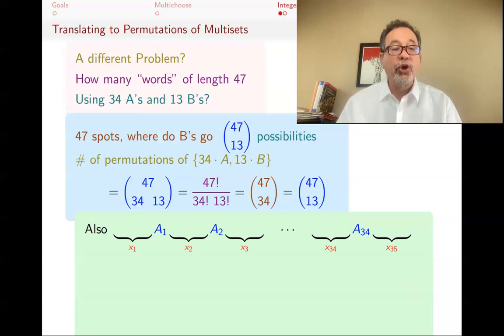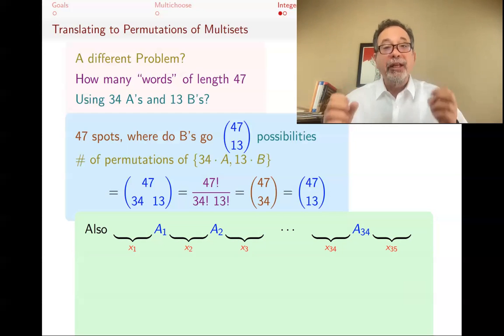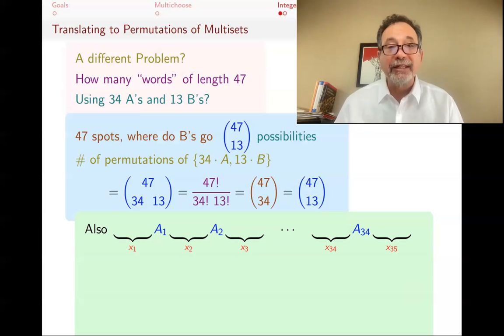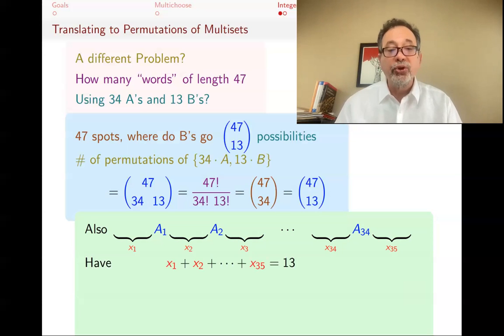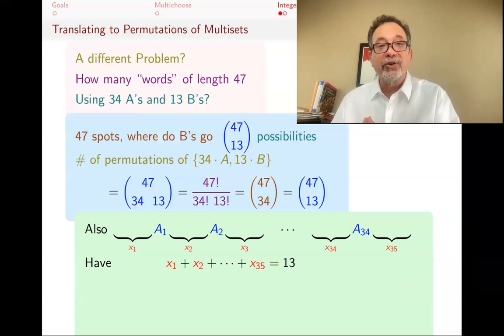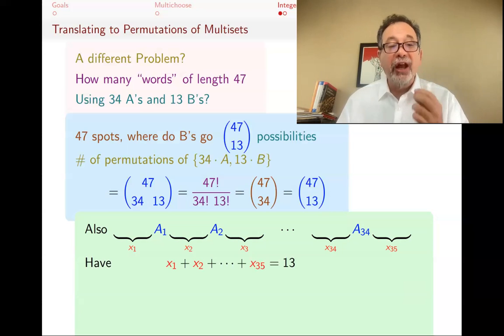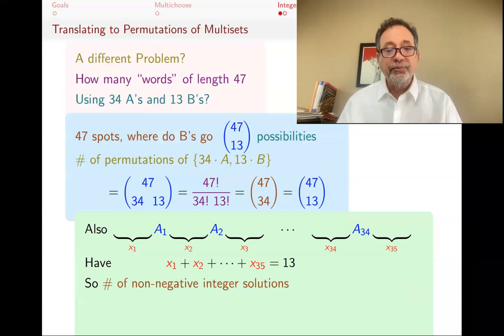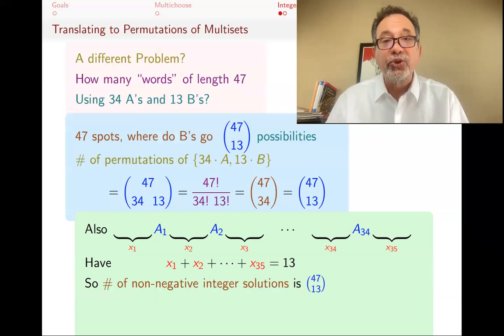So I need to know what X1 is, what X2 is, what X3 is, what X35 is, which is how many B's go in any one of those slots. And they have to add up to 13 because I've got 13 B's. So X1 plus X2 plus ... plus X35 is 13. And so the number of non-negative integer solutions to this equation is 47 choose 13.